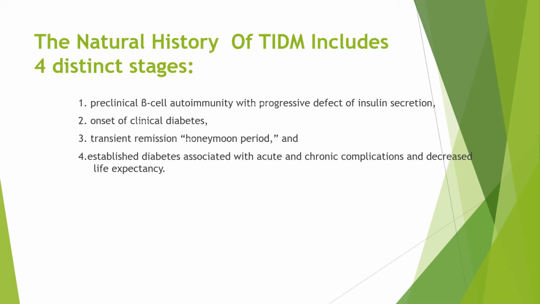When we see the natural history of type 1 DM, it includes 4 distinct stages. The first one is preclinical beta cell autoimmunity with a progressive defect of insulin secretion. This is followed by the onset of clinical diabetes, and this is followed by transient remission or honeymoon period, and this latter established diabetes associated with acute and chronic complication and the decreased life expectancies occur.